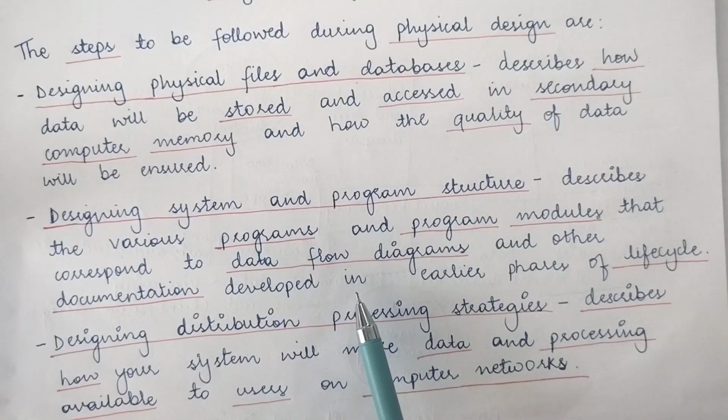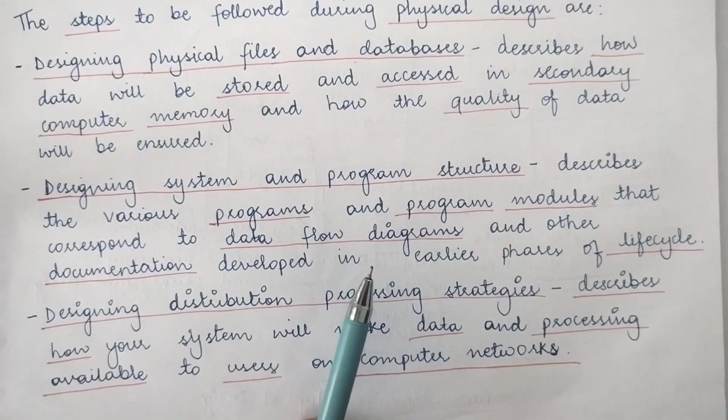And other documentation also. Documentation is a very important part which is required in every stage. So when I am doing the DFDs or the data flow diagrams to depict the flow of data from one particular element to another element, I am also describing the documentation required for all that, which is developed in earlier phases of the system development life cycle. So these DFDs and documentation are done very early on in the earlier phases of the system development life cycle.